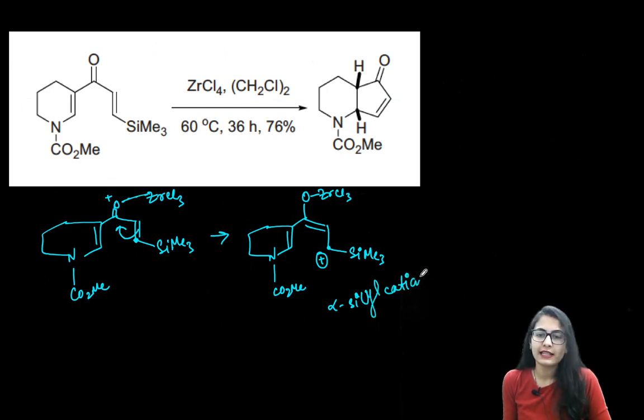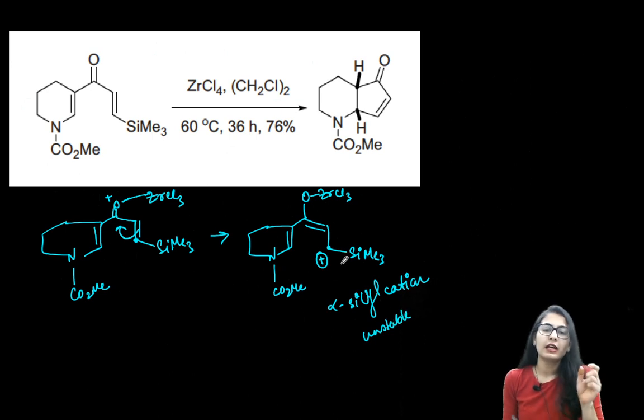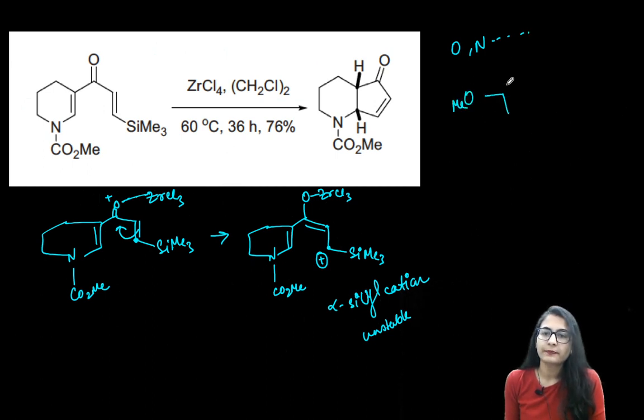Alpha silyl cations are unstable. Why are they unstable? Because silicon does not have a lone pair. It does not have a lone pair to stabilize this positive charge. Only those elements, let's say oxygen, nitrogen, and so on, who have a lone pair, they are only able to stabilize the alpha cations, not the silicon. So this is a poor possibility. This way cyclization goes through a less stable intermediate.